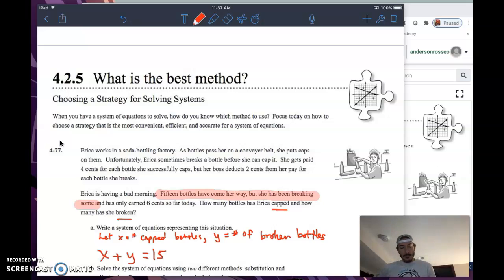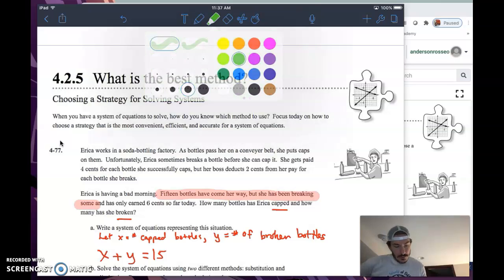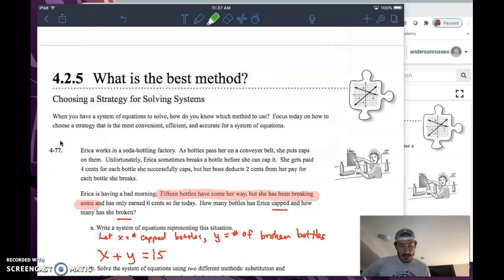All right, the other information is kind of tied up between both paragraphs, and I'll try to highlight this and show you where it is. She gets paid 4 cents for each bottle she caps, and her boss deducts 2 cents for each bottle she breaks. And so far today, she has only earned 6 cents. Since all those things have the exact same unit on them, that's a good indicator that they're going to be going together.